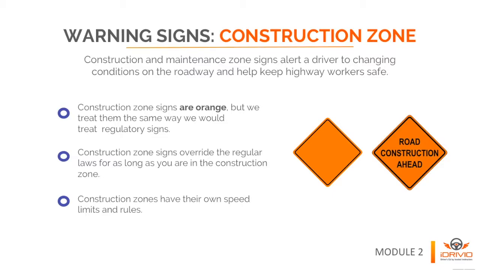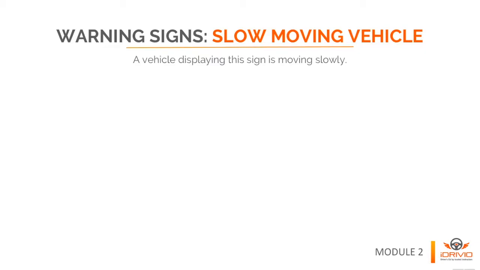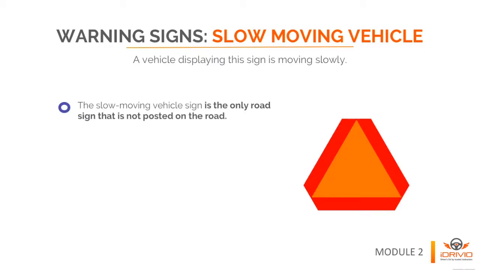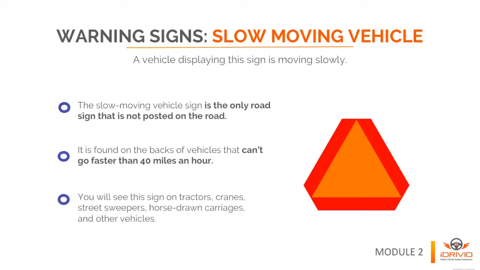The slow-moving vehicle sign is the only road sign that is not posted on the road. Instead, it is found on the backs of vehicles that can't go faster than 40 miles an hour. You will see this sign on tractors, cranes, street sweepers, horse-drawn carriages, and other vehicles. A driver must slow down and may pass only when safe and legal to do so.